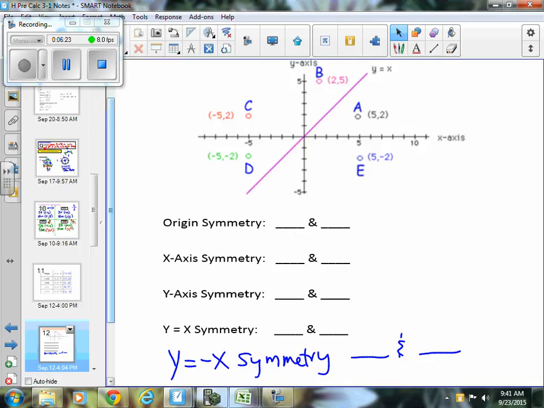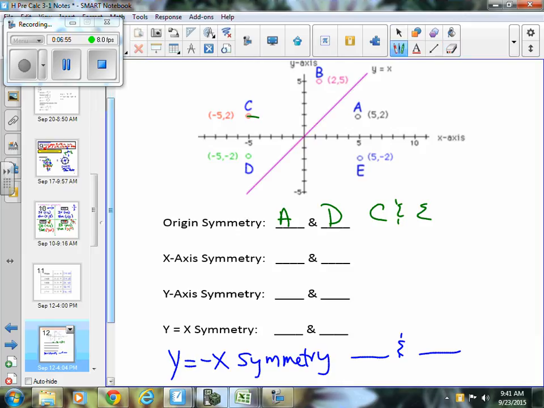All right, so here are the different symmetries. Origin symmetry would be the pairs A and D and C and E. So if we look at origin symmetry, that's where you can draw a line segment through and there's a point an equal distance on the other side. And that's where both parts of the ordered pairs have to be opposite. So we have (5, 2) and (-5, -2). That's a good example. And C and E are the same thing. X and Y both change signs. So that's origin symmetry. All right, next one down, x-axis symmetry.